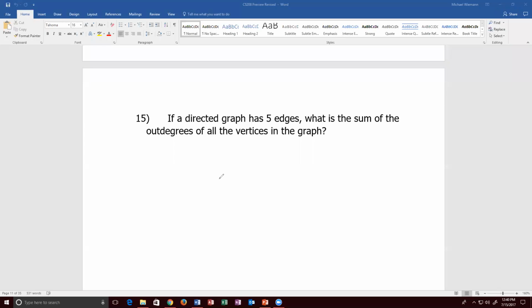Let's look at number 15. It says in a directed graph that has 5 edges, what is the sum of all the out degrees of the vertices inside the graph? The amount of edges must equal all of the out degrees. So these two are going to equal each other. We end up with 5 as the correct answer to problem number 15.